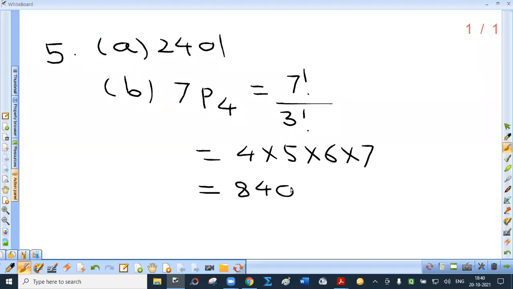Actually, we have used fundamental principle only. First can be arranged in 7 ways, as repetition is not allowed. Second, 6, third, 5, and fourth, 4 ways. So by fundamental principle of multiplication, the required number is 840.